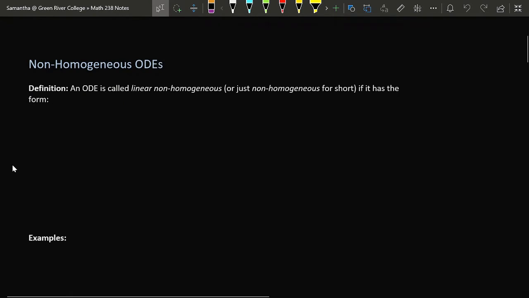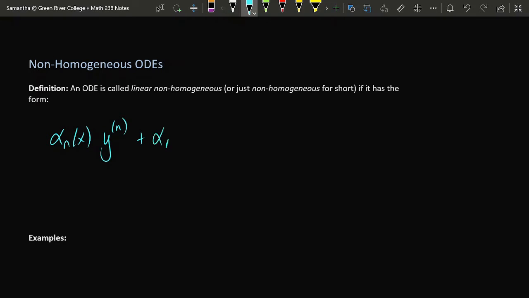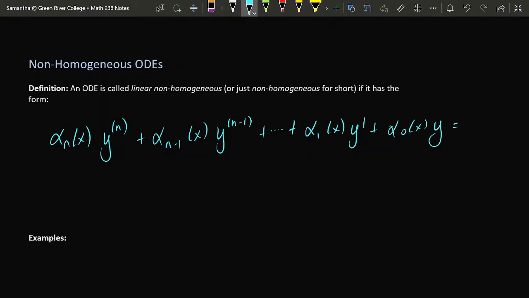So an ODE is called linear non-homogeneous, or just non-homogeneous for short, if it has the form function of x times the nth derivative of y plus function of x times the n minus 1 derivative of y plus and so on, all the way down to the first derivative and the 0th derivative. The only difference between the homogeneous equations that we have done and the non-homogeneous equations that we're doing now is that we are going to have some function of x over here on the far right side.